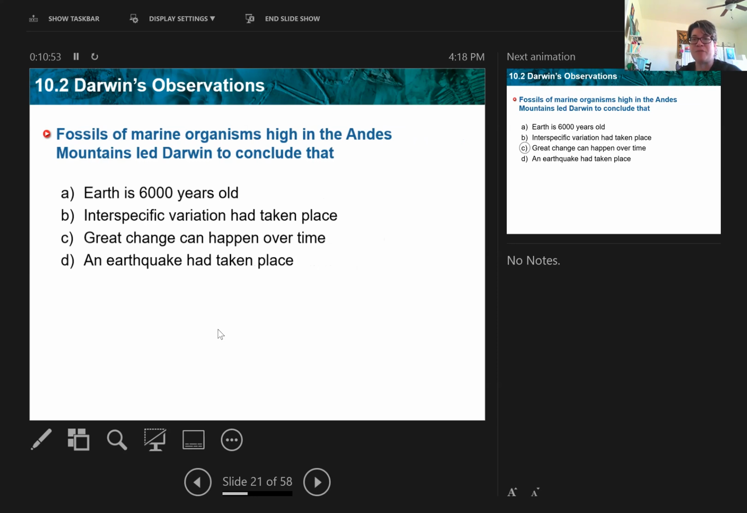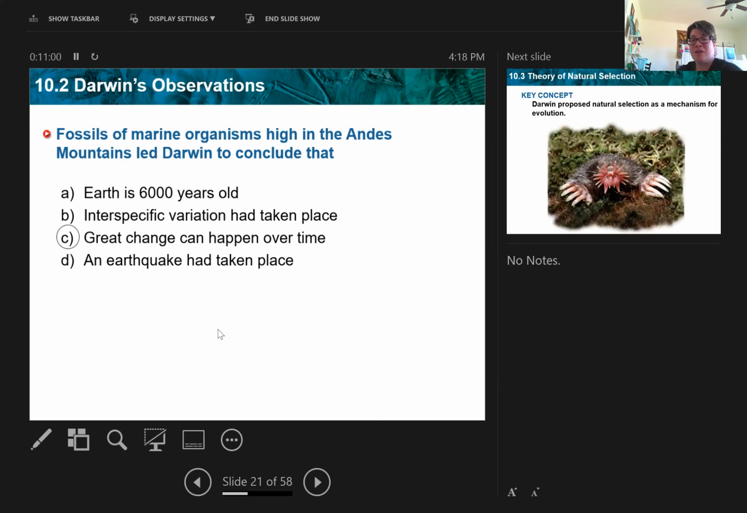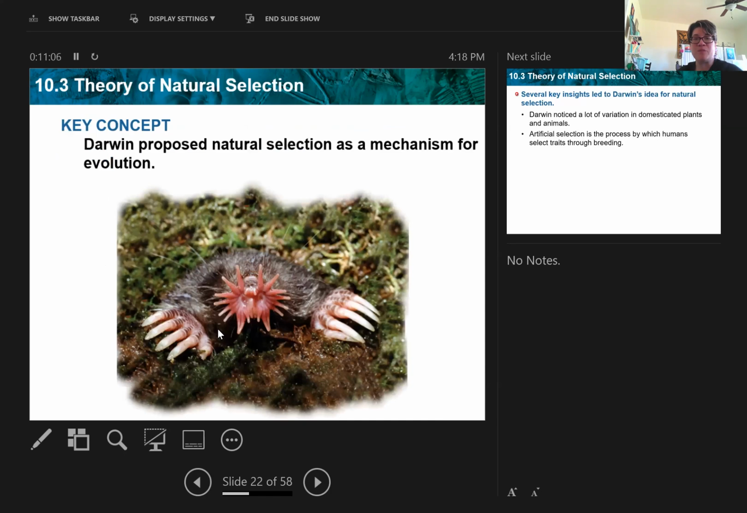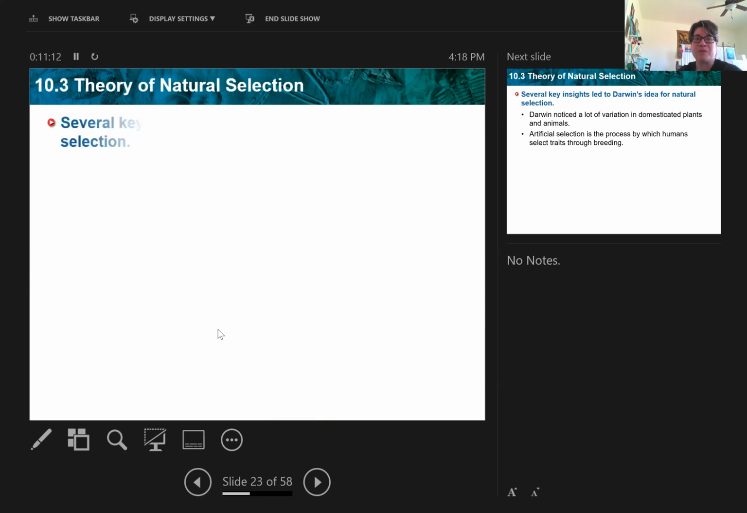So what did he think about those marine fossils that belong in the ocean and they were way up high? That maybe an earthquake caused this and great change can happen. All right, so that's section 2. Now we'll go into section 3, and this is where Darwin is finally making sense of all of this and trying to come up with how he can explain these observations.